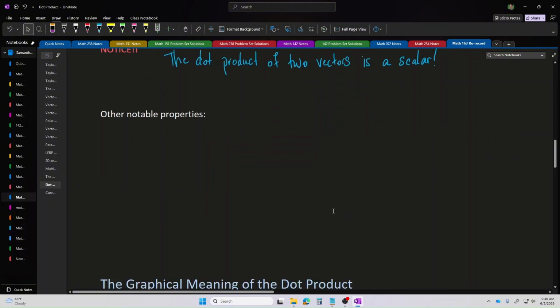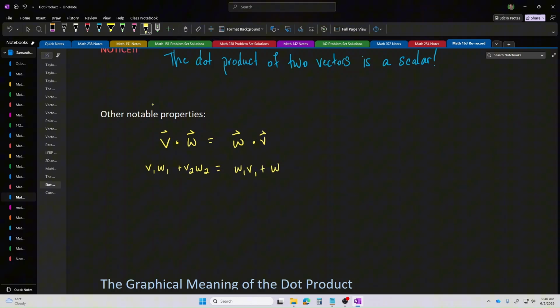Other notable properties of the dot product. First of all, the dot product does not care about the order in which you multiply the vectors together. If you multiply with v first and then w, or with w first and then v, it doesn't matter. You're going to get the same result in either order. The order of that product does not affect the result.